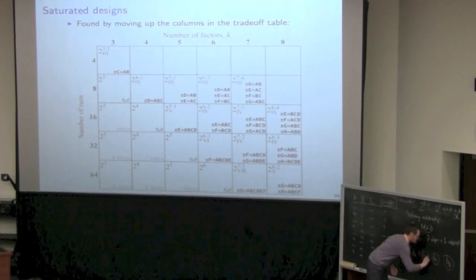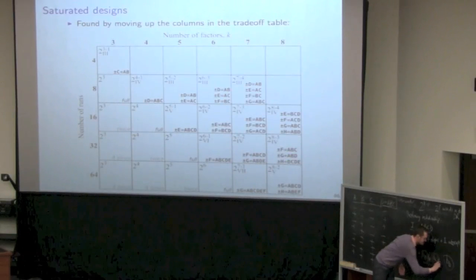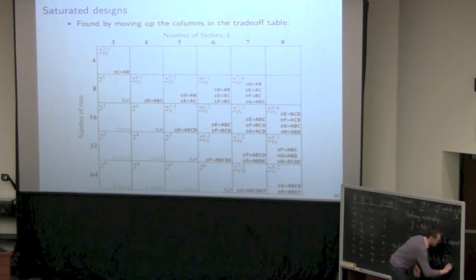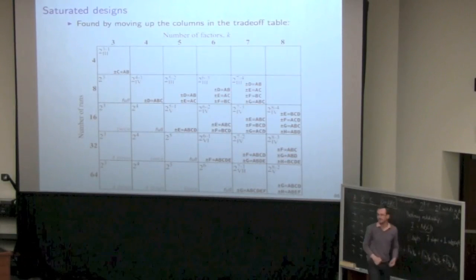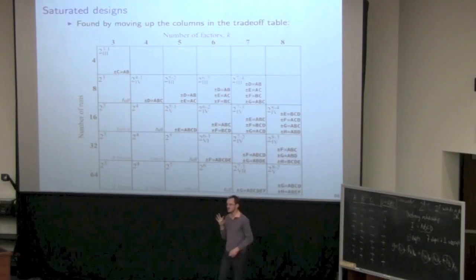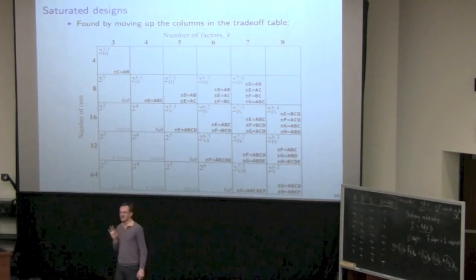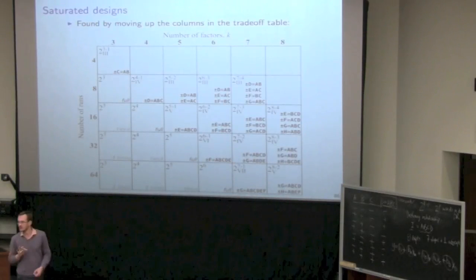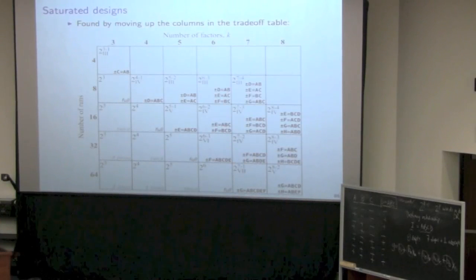BB times XB, plus BC times XC, plus BD times XD. So that's your least squares model so far. 4 terms that you've estimated. You can estimate 3 more. Which 3 are you going to pick?